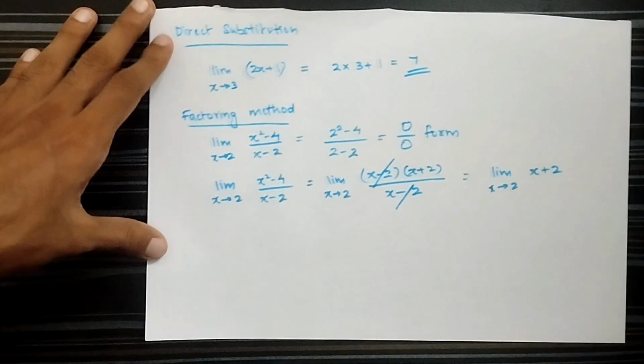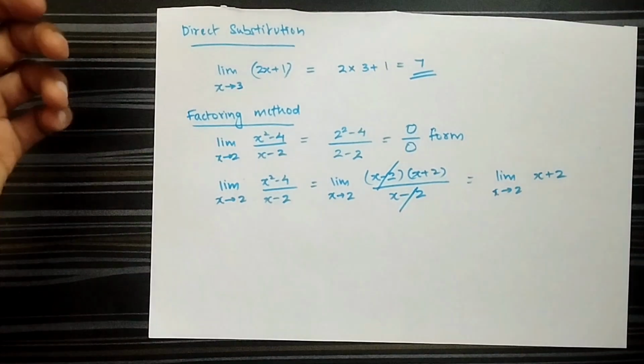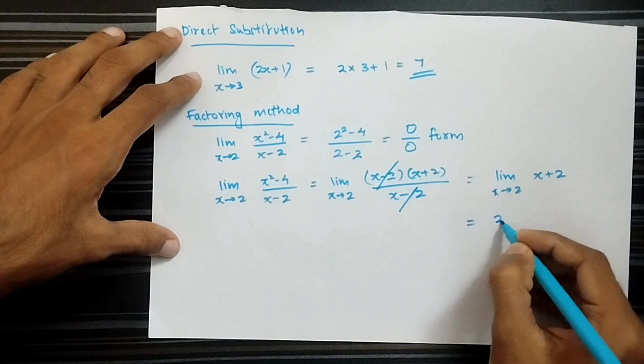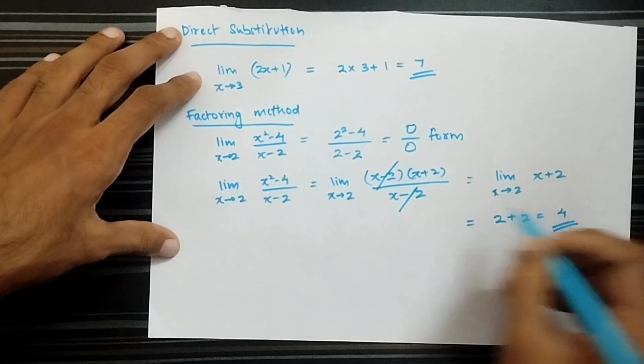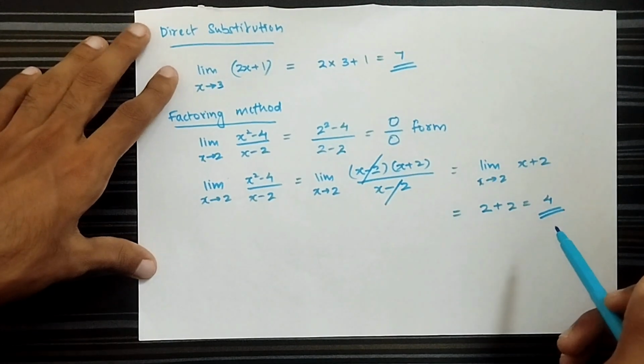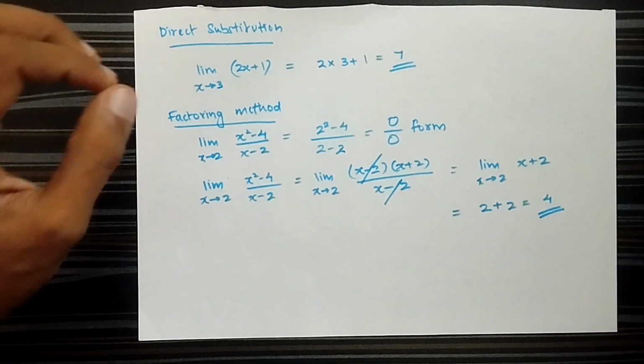Now we see no other further factoring can be possible. We just apply direct substitution, so wherever you see x, you write 2. So 2 plus 2 is equal to 4. Here you did not get a 0 by 0 form; you got a proper answer. So with this factoring method, you can actually get the answer.